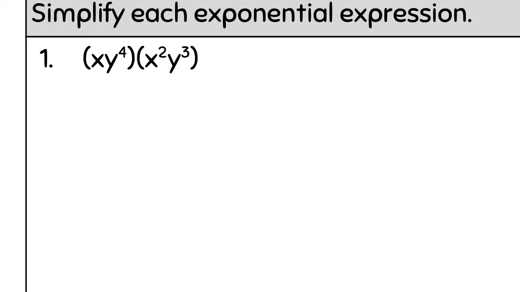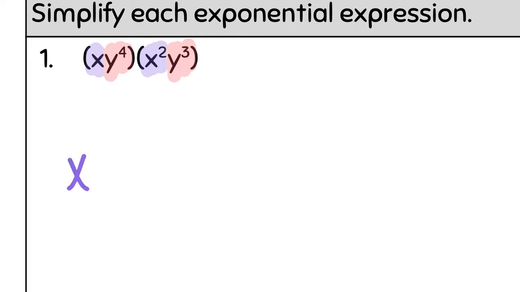Okay, so remember that those parentheses mean that they want us to multiply. So I have xy to the fourth power times x to the second power y to the third power. So we're only going to combine like variable with like variable. So in this case, that means that this x is going to get combined with this x, and then the y's will get combined as well. So let's start with those x's.